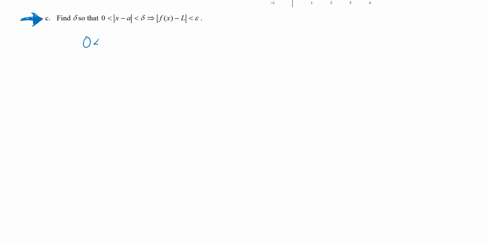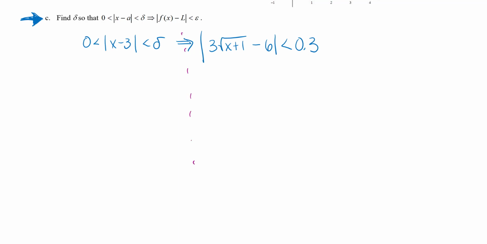The first one, 0 is less than the absolute value of x minus 3, 3 was our a, is less than delta. Delta is what we're supposed to find. And we want that to imply that the absolute value of our function, which was 3 times the square root of x plus 1, minus L, our L was 6, is less than epsilon. And our epsilon was 0.3. Again, we're going to work on one piece of this and try to match it up with the other piece so we can figure out what our delta is going to be. So I'm going to rewrite both of these inequalities without the absolute value bars.